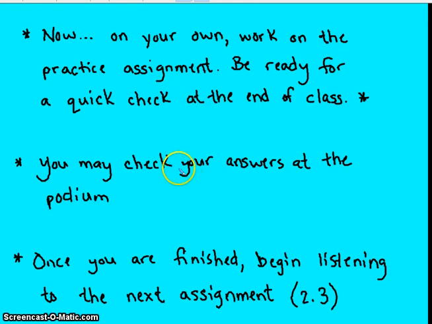Now what I want you to do is get your practice assignment, and you are going to move your desk and work on your own. Be ready for a short little quiz at the end of class. It may just be a target check to make sure you understood what you were supposed to understand. If you have any questions on the practice assignment, let me know. I'll have the answers at the podium, so if you want to check your answers, you may check them at the podium. And if for some reason you get finished way early, then you can begin listening to the next assignment.